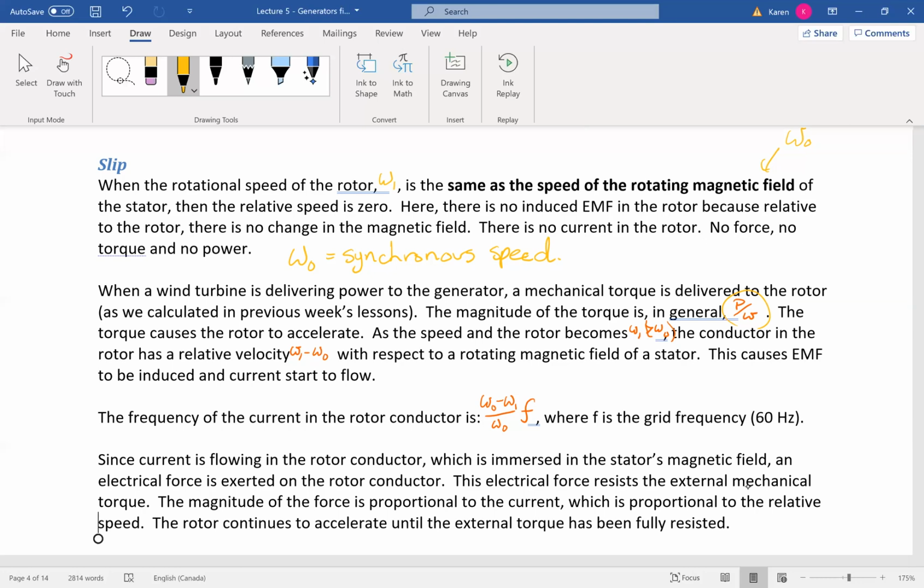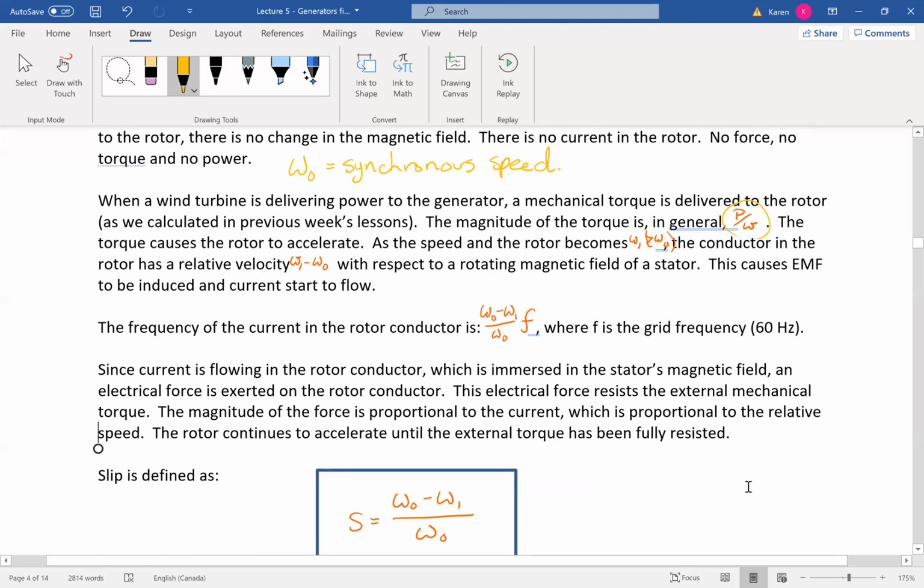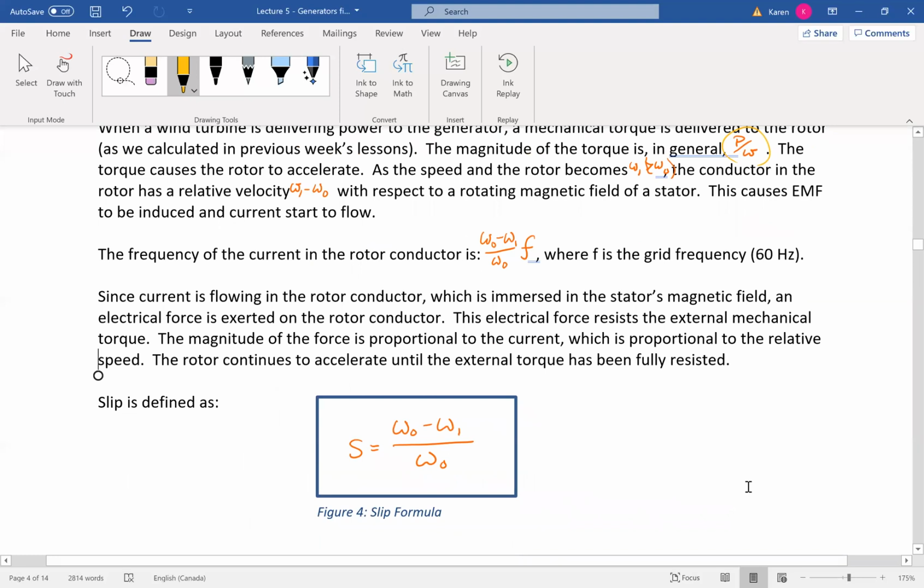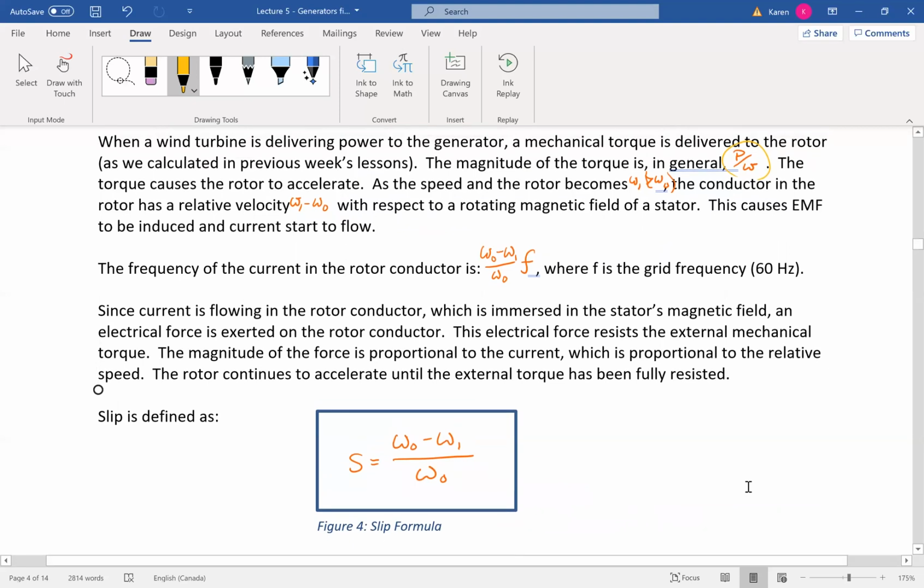The frequency of the current would then be defined as the difference between that synchronous speed and the rotor speed, divided by the synchronous speed, multiplied by the grid frequency. Since the current is now flowing, this is directly related to the slip, and the slip is just a ratio between that rotor speed and the synchronous speed. And the slip increases with increased load. Therefore, there's going to be more torque.